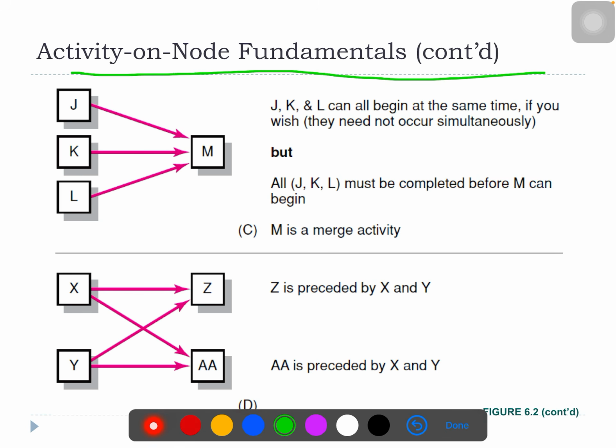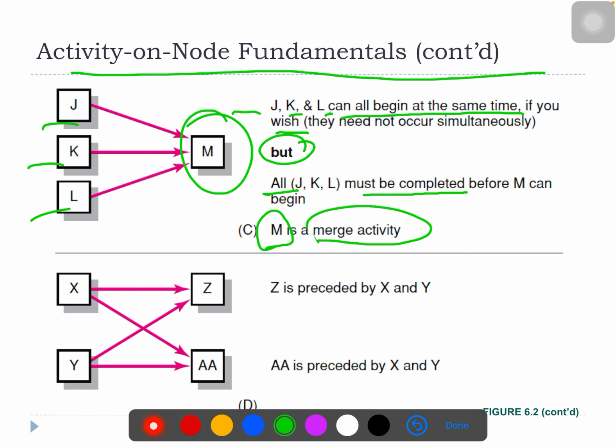Activity on node fundamentals again. What further? J, K, L here can all begin at the same time if you wish, but all of J, K, L must be completed before M, and M is defined as the merge activity.